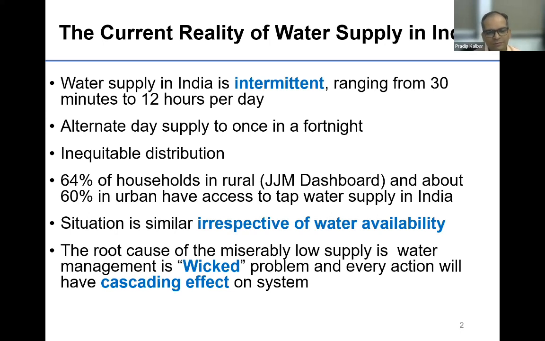Intermittency can have a variety of reasons. There may be lack of water availability at the source, and there may be some other management issues or technological issues because of which you will have intermittent water supply. The root cause of the miserable low supply is that the entire management problem of water is a wicked problem. That means you try to do something and there will be a cascading effect: you try to fix something and something else will emerge as the next problem. So let us understand how this problem has become such a complicated situation and what small steps we can take towards fixing it.